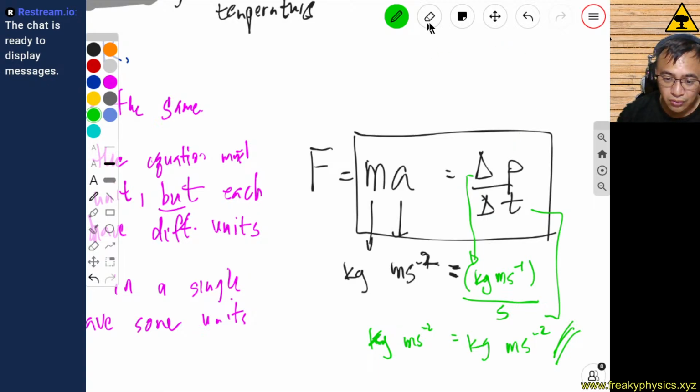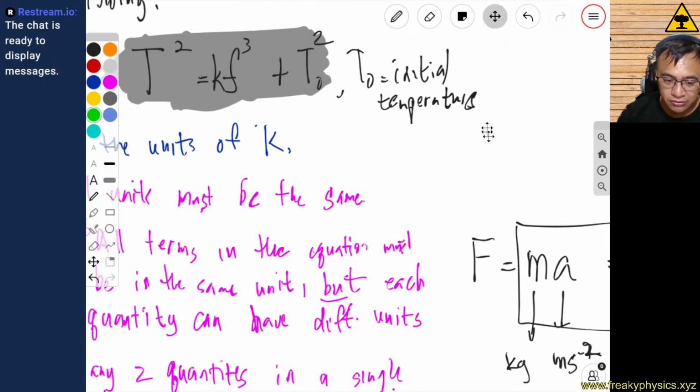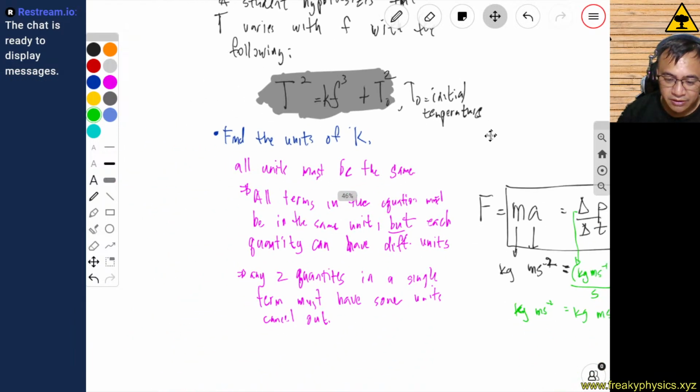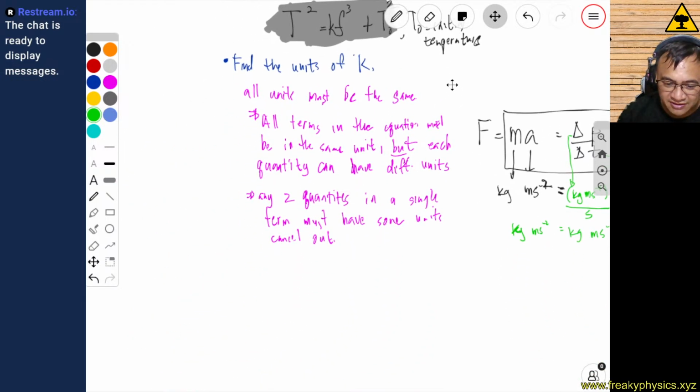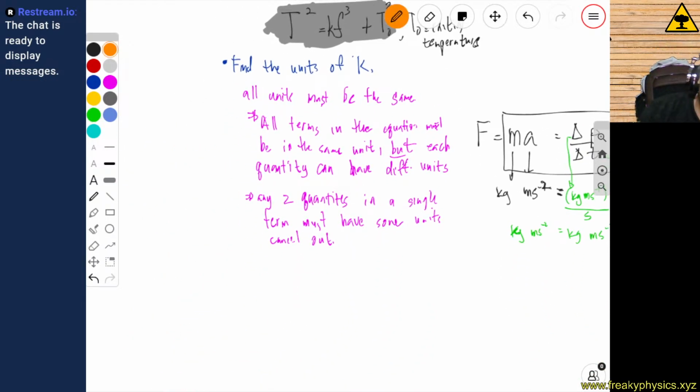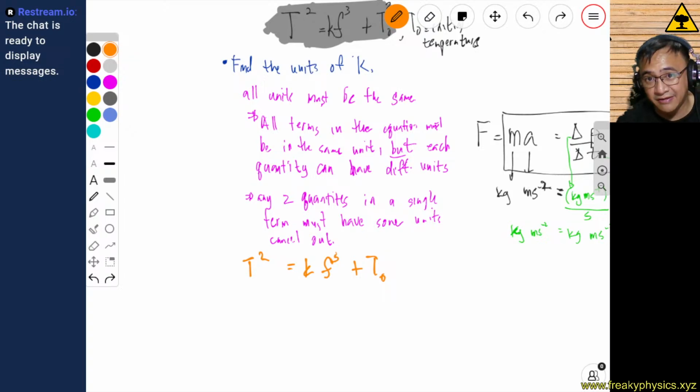Okay. So going back to our example. I'll zoom in a bit, zoom out a bit here. So find the units of k. Let's go to that now. So the idea here is we're going to copy it here first so we can manipulate this more easily. Kf cubed plus t0 squared. Now earlier I didn't have that squared. Now I immediately corrected myself, right?